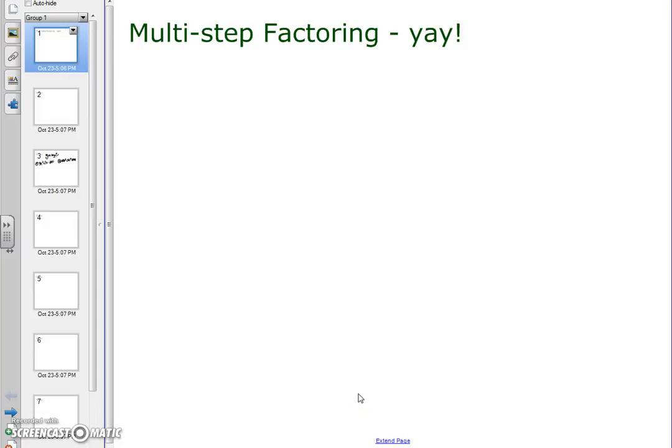Today we are going to learn about multi-step factoring. So this is going to be extremely simple.